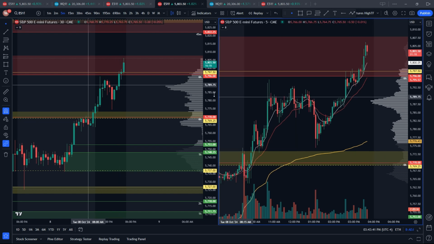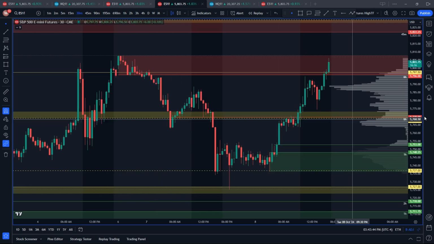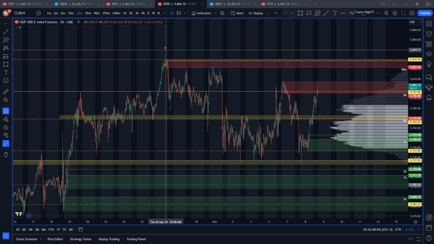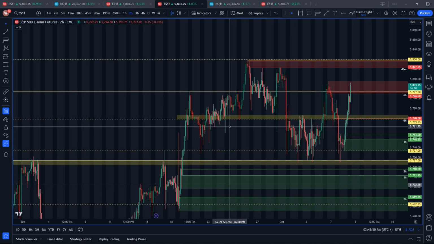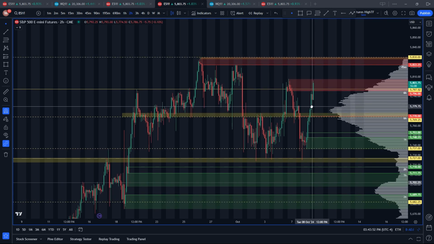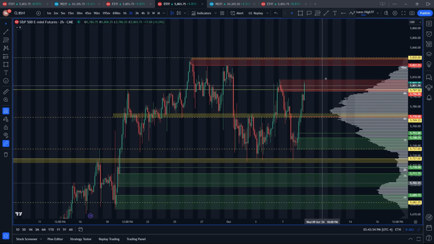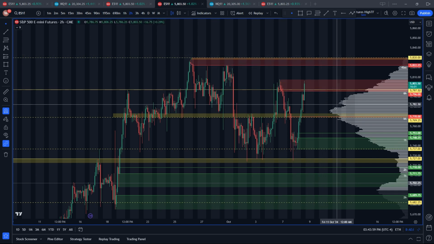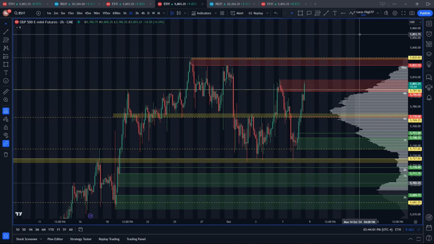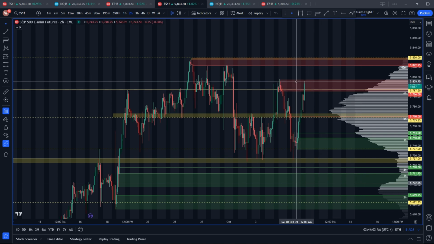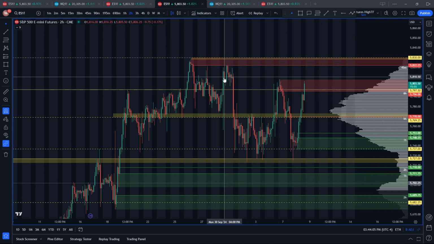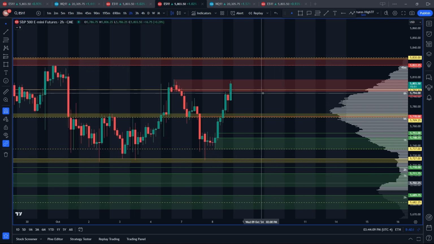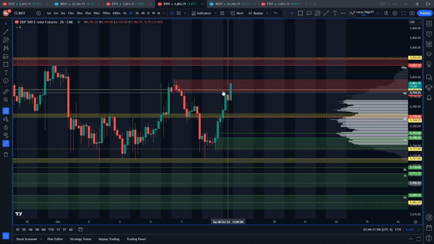So let's get into what's going on here. If we zoom out, clearly we can see that we're still in this very wide range here. And if the supply zone gets taken out here, very likely to make new highs. So we'll be watching for that. Any new demand got created.